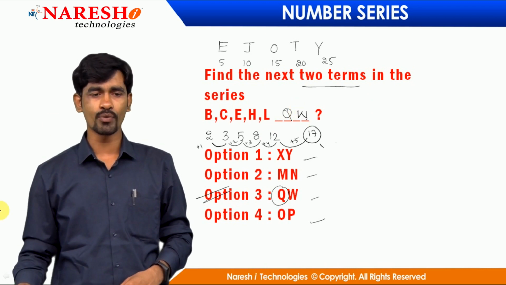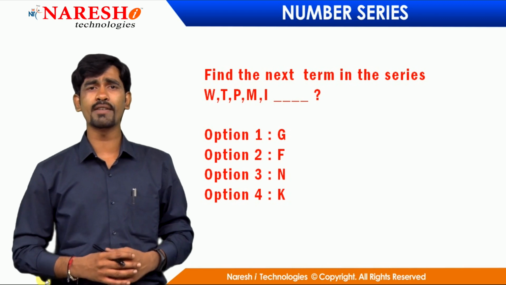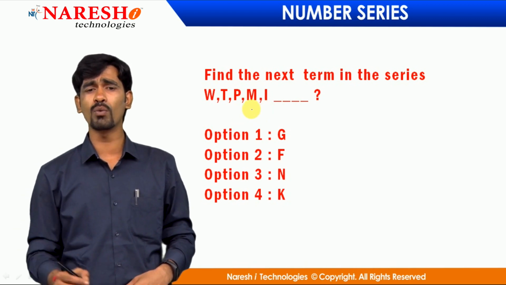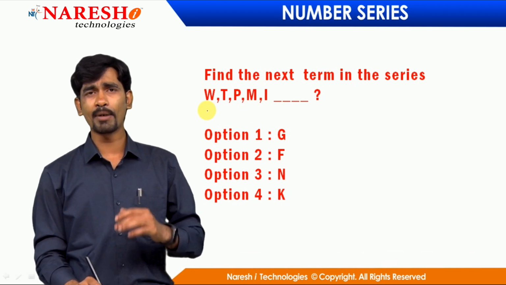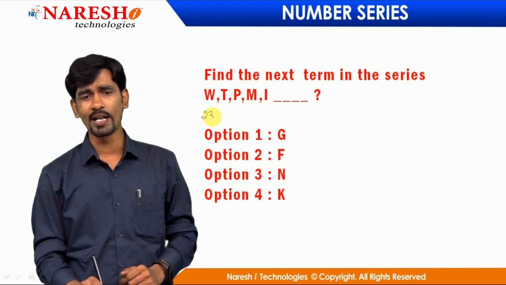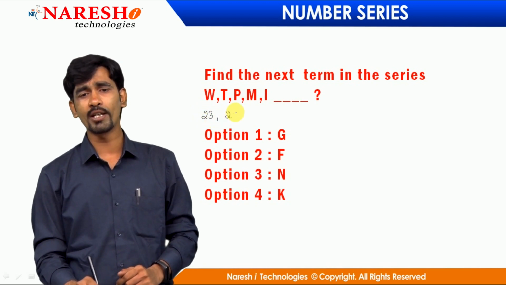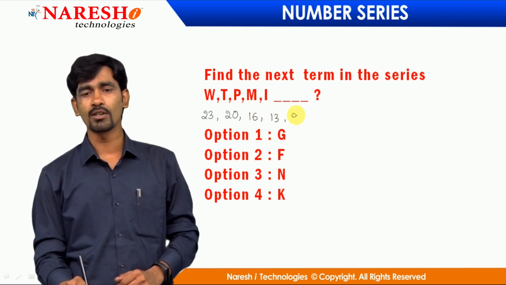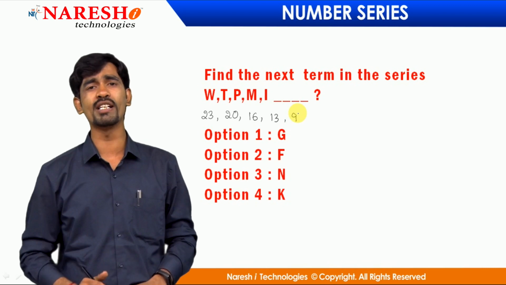Moving forward to the next question. Look at the question given here as W, T, P, M, I. We need to find out what the next term is. I am writing directly because I know the EJOT logic. W is standing at 23, T is going to be 20, P is going to be 16, M is going to be 13, I is going to be 9. I am writing these numbers and trying to observe what the logic is here.